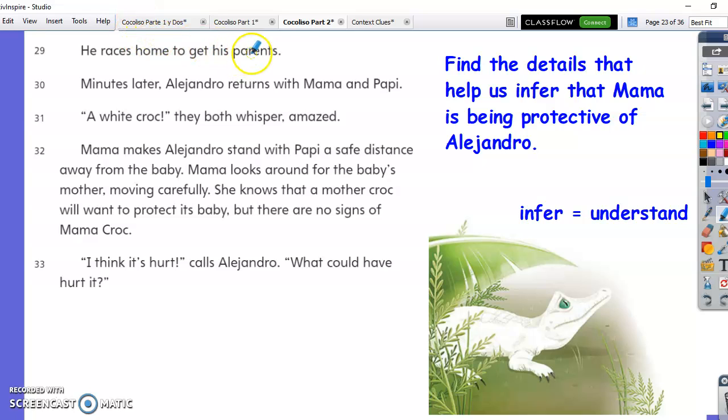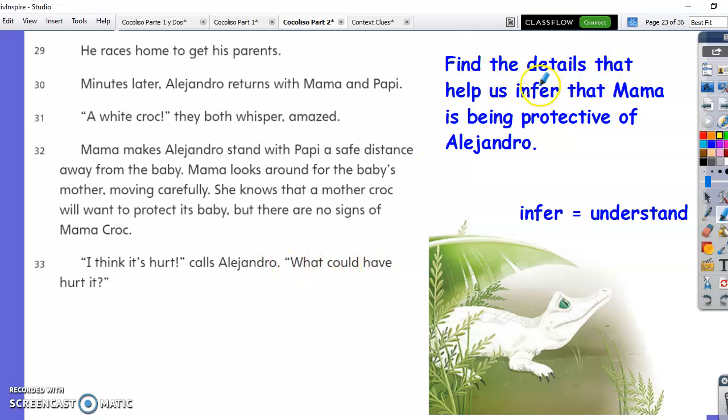He races home to get his parents. Minutes later, Alejandro returns with Mama and Papi. "A white croc!" They both whisper, amazed. Mama makes Alejandro stand with Papi a safe distance away from the baby. Mama looks around for the baby's mother, moving carefully. She knows that a mother croc will want to protect its baby, but there are no signs of Mama Croc. "I think it's hurt," calls Alejandro. What could have hurt it?